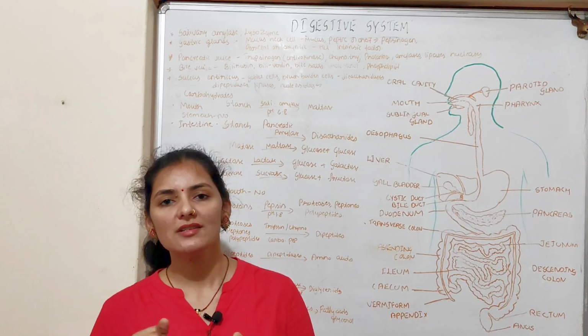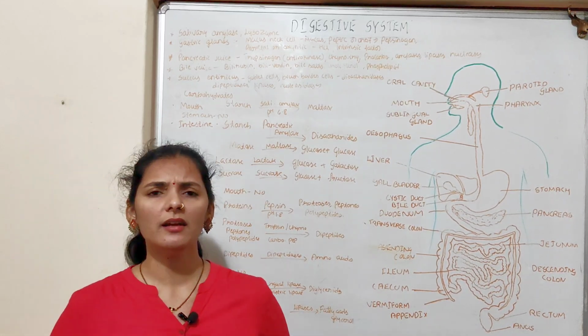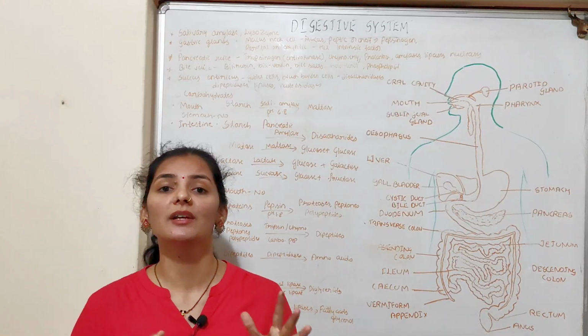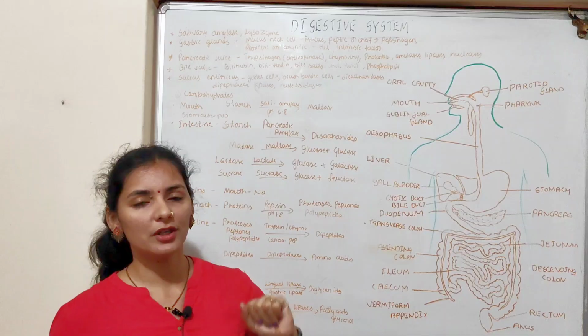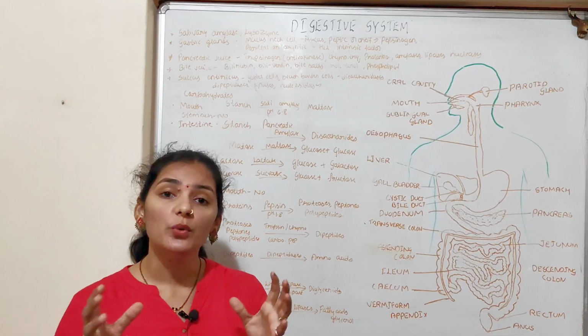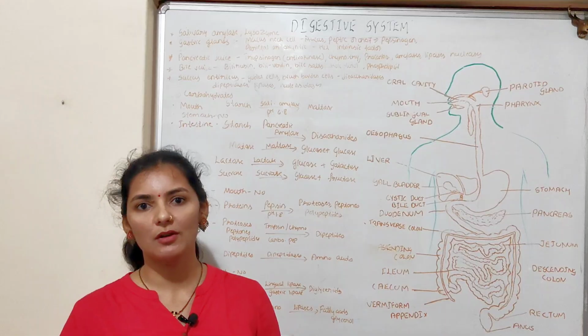Though the definition looks simple, the process of digestion is complex. There are many kinds of mechanical and chemical processes that take place from mouth to anus during digestion, which break down the complex food into simpler soluble form.